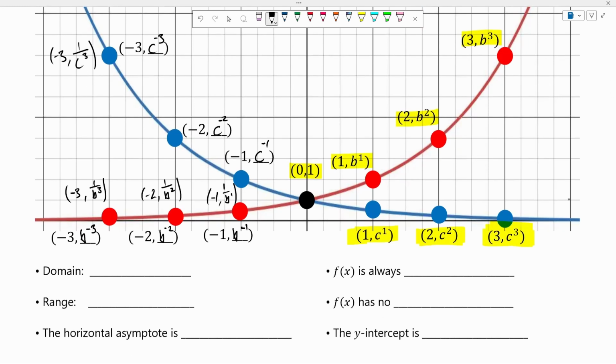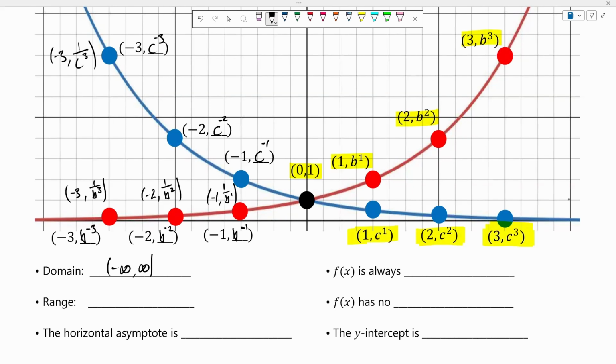Hopefully you guys notice the domain for all of these functions, whether C is between 0 and 1, or C is greater than 1. The domain is going to be 0 to infinity. Oh, sorry. The domain is negative infinity to infinity. The two rules that we can't break: we can't divide by 0, and we can't take the square root of a negative. In neither of these cases are we doing that.